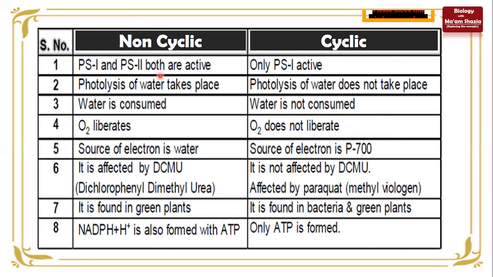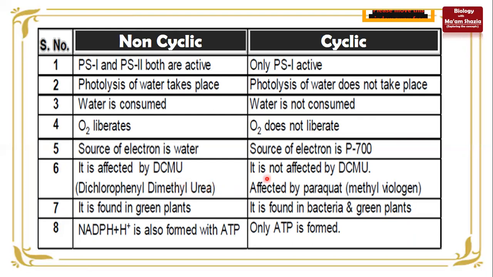Another very important thing regarding this chapter is the difference between non-cyclic and cyclic. Non-cyclic uses both PS1 and PS2, but in cyclic only one photosystem is used. Photolysis takes place in non-cyclic; no photolysis takes place in cyclic. Water is consumed in non-cyclic; water is not consumed in cyclic. Oxygen is liberated in non-cyclic; no oxygen is liberated in cyclic. The source of electrons is water in non-cyclic, and P700 in cyclic. They have written 700 there, but obviously for non-cyclic the electrons come from P680, which is PS2.